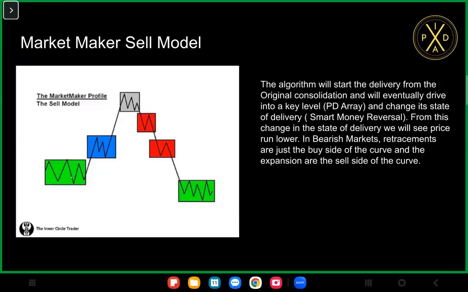All right, so here's that market maker sell model. So what is a market maker sell model and what happens within a market maker sell model? Well, during a market maker sell model, the algorithm will start the delivery from the original consolidation and will eventually drive into a key level or PD array, and then it will change its state of delivery at that smart money reversal. And then from this change in the state of delivery, we will see price run lower. And then in a bearish market environment, the retracements are just the buy side of the curve, and the expansions are the sell side of the curve.